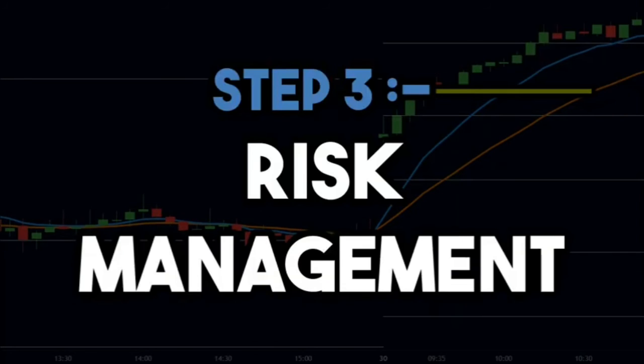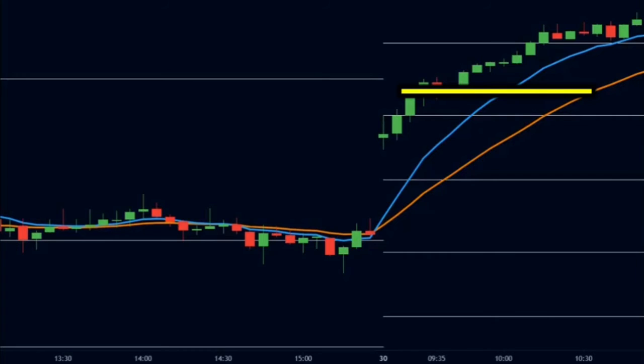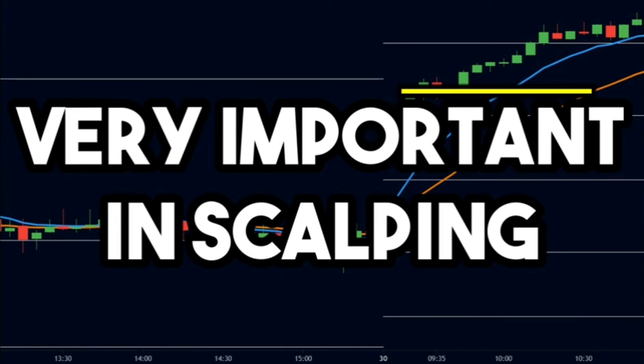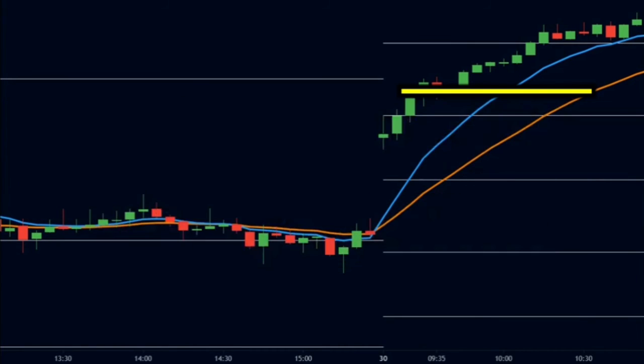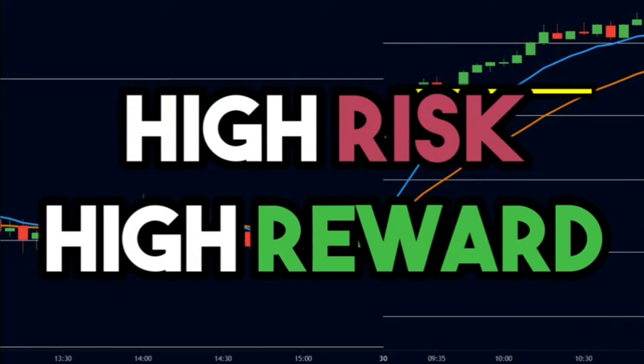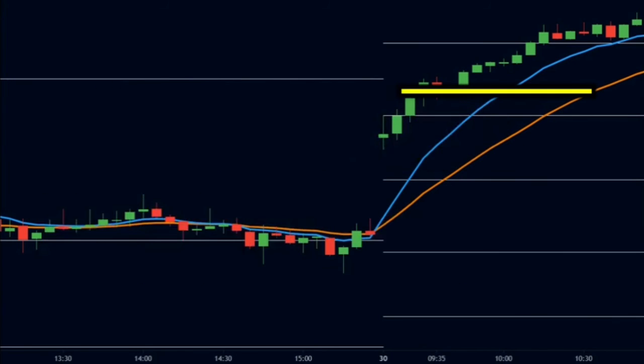Now the third step is the risk management. Risk management is very important when it comes to scalping. Scalping is a game of high risk, high rewards. Hence it is essential to have a proper risk management plan. In our strategy, we will place our stop loss below the low of the trigger candle. For targets, we will keep our targets at the pivot level above our entry.